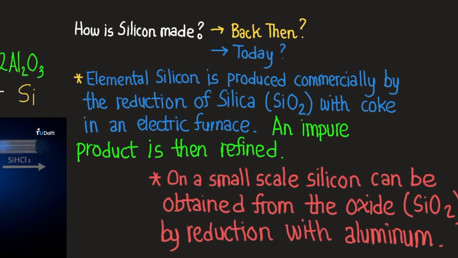So how is silicon made? How was it made back then? How is it made today? So elemental silicon is produced commercially by the reduction of silica, so SiO2, with coke in an electric furnace. An impure product is then refined.